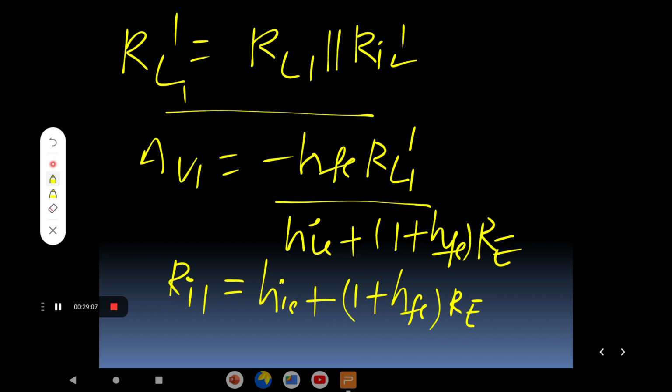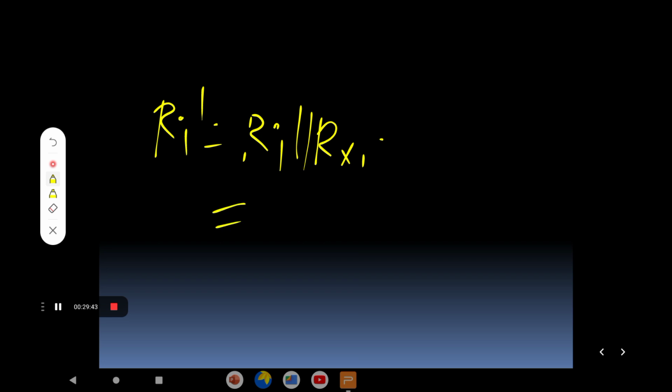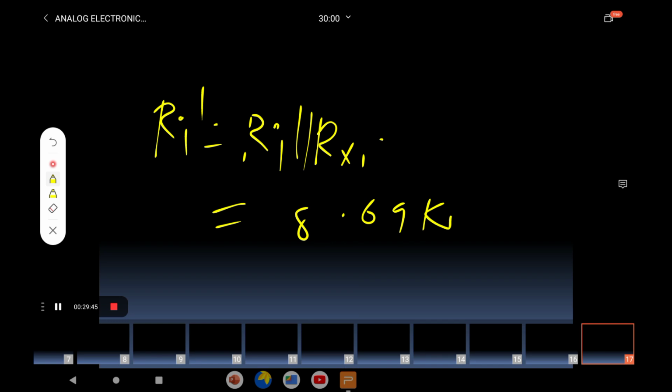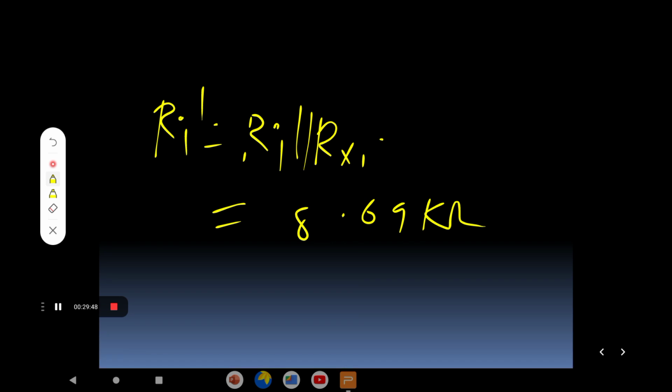At the same time, Ri1 dash is equal to that Ri value in parallel with RX1. RX1 is nothing but the resistance that is connected, like RB1. Okay, so that is nothing but RB1. So therefore you will get the resultant value, that is nothing but the input resistance. You will get RX1, that is nothing but 19.8 as per calculation. Just you will get 8.69 kilo ohms. So this is the process for calculating the input resistance.